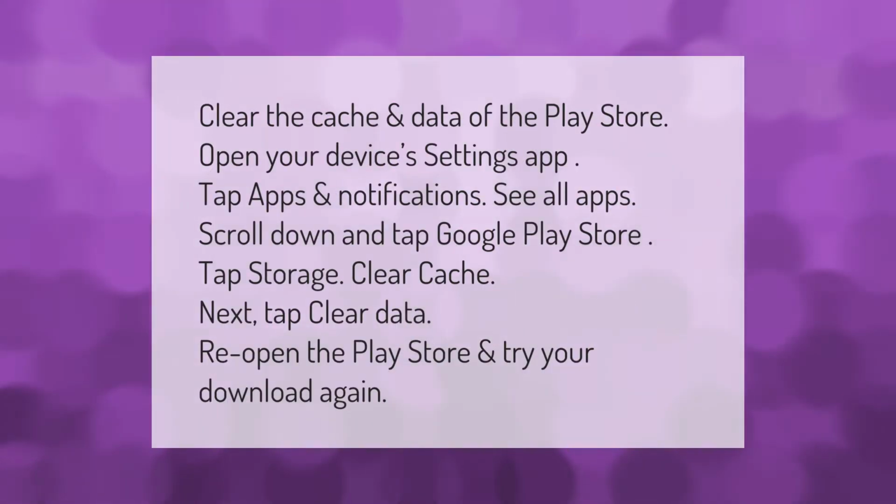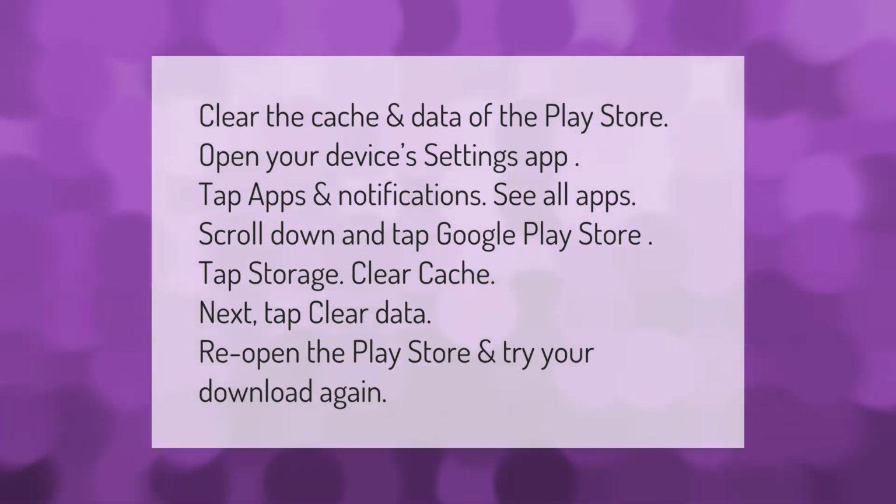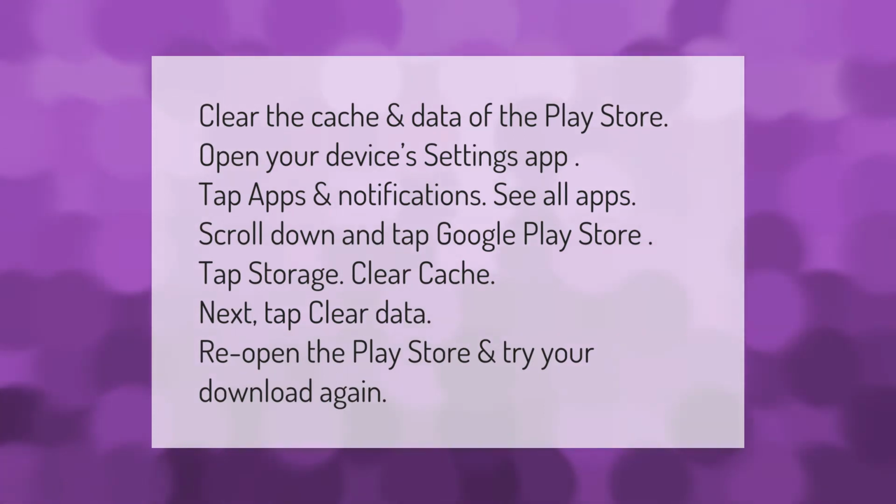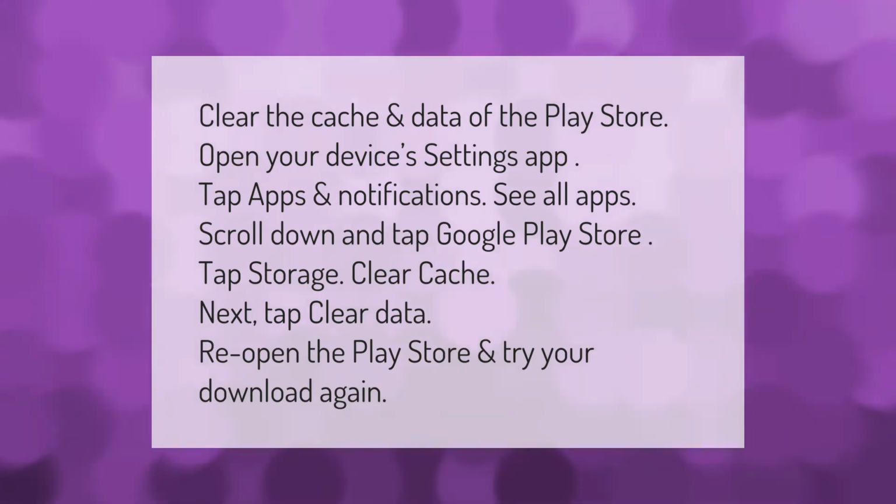Clear the cache and data of the Play Store. Open your device's Settings app. Tap Apps and Notifications. See All Apps. Scroll down and tap Google Play Store. Tap Storage. Clear Cache. Next, tap Clear Data. Reopen the Play Store and try your download again.